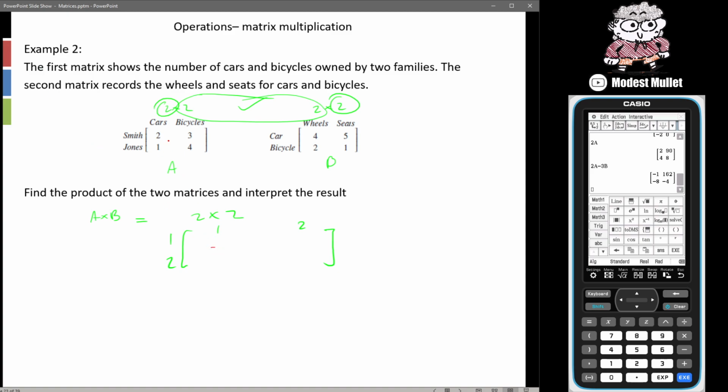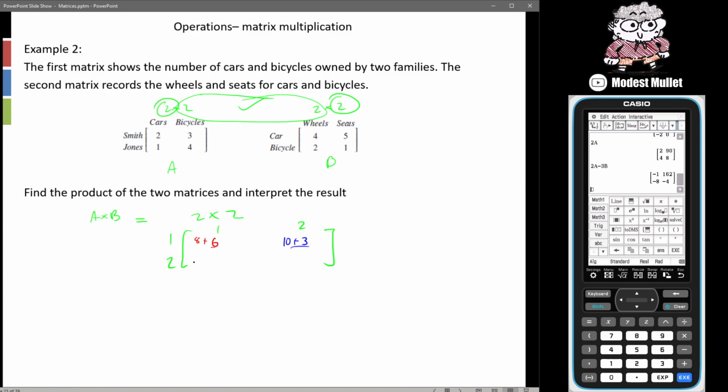So top left, first row by first column. So we've got 2 by 4 is 8 plus the 3 by 2 is 6. Let's do top right. We've got first row by second column, so we're going to do that by that. So we've got 2 by 5 is 10, plus 3 by 1 is 3. And move on to the other two spots.